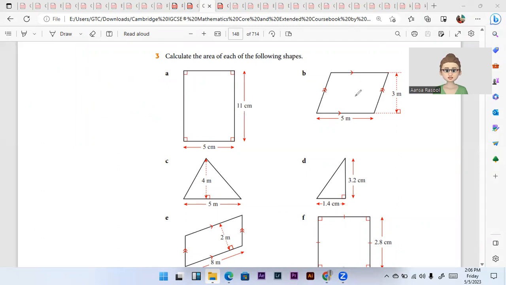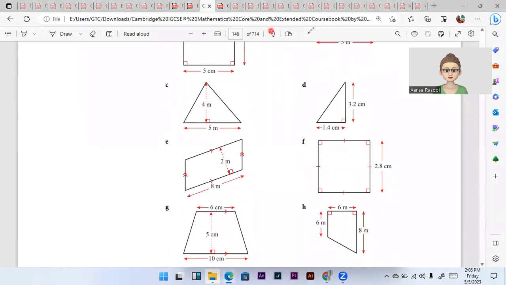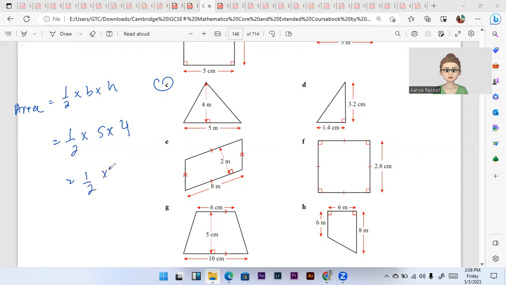Next, this is a parallelogram. The formula for the area of a parallelogram is base into height. Base is 5, height is 3, so the answer is 15 centimeter square. How to find the area of a triangle? That's also very easy. Half into base into height. Half into base 5, height 4, so here I'm getting half into 20. The answer will be 10 meters square.